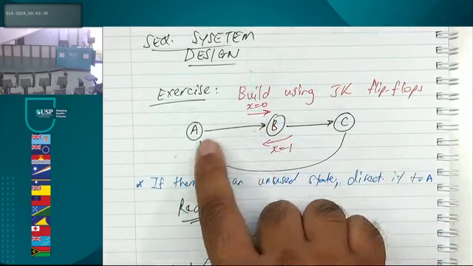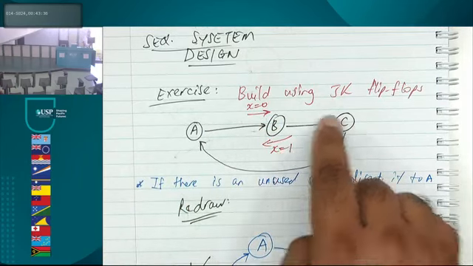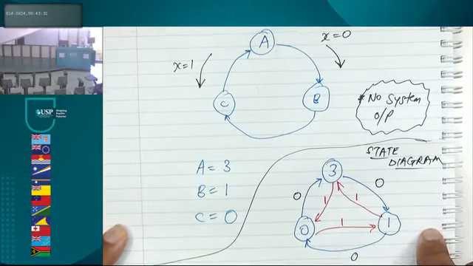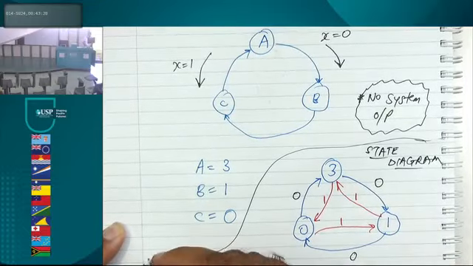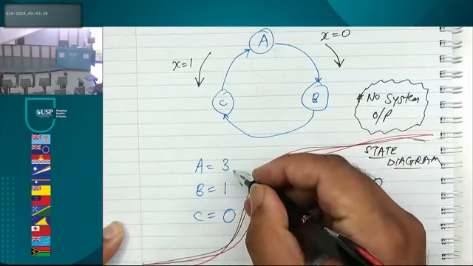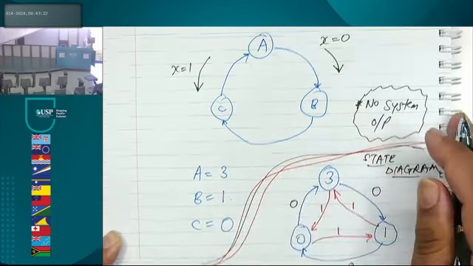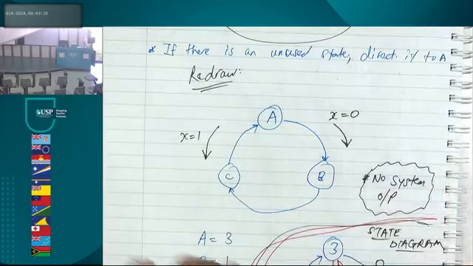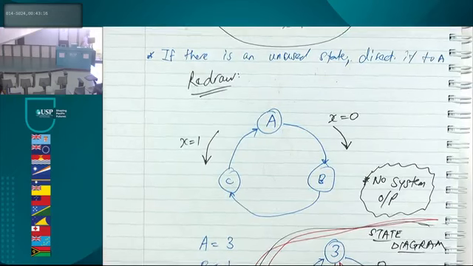So this was the original problem. If x equals 0, it goes in this direction. If x equals 1, it goes in that direction. This was given, part of the question. Also part of the question was that A is 3, B is 1, C is 0. Then I redrew this into a circle so that you see the ring. That's why we call it the ring counter.